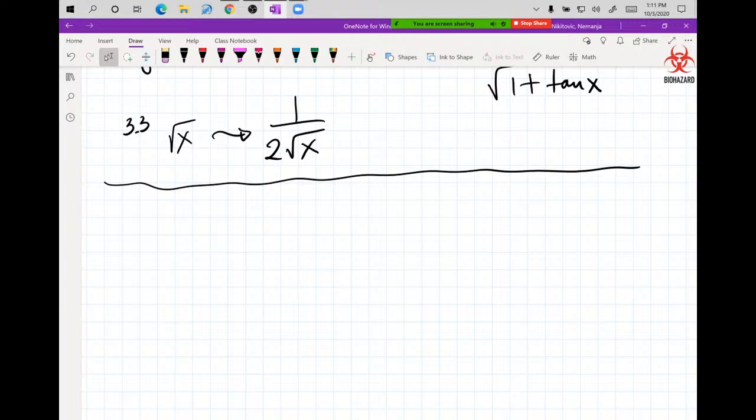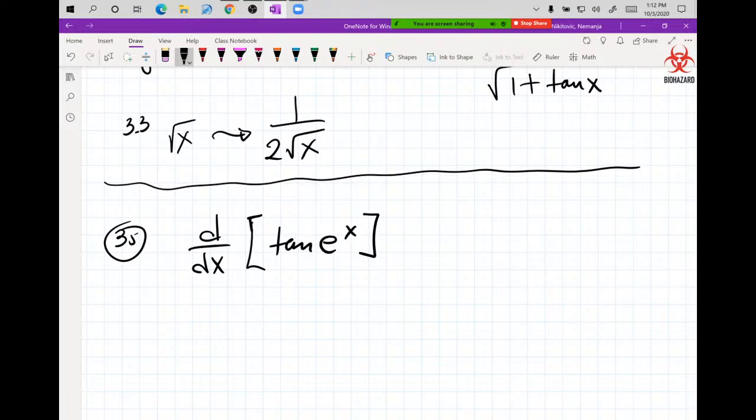So let's take a look at some of the random stuff. I'm just going to poke somewhere in the book without looking, and I landed on problem 35. Great. It says the derivative of tangent of e to the x. All right. I'm going to give you 18 seconds, and then I'm going to kick in. So no rush. You have 18 seconds.